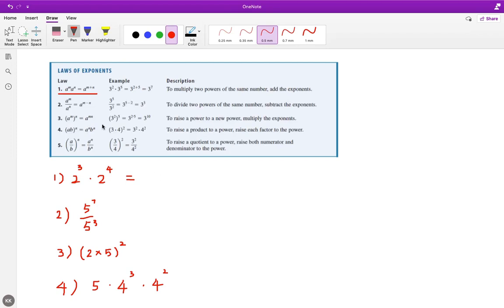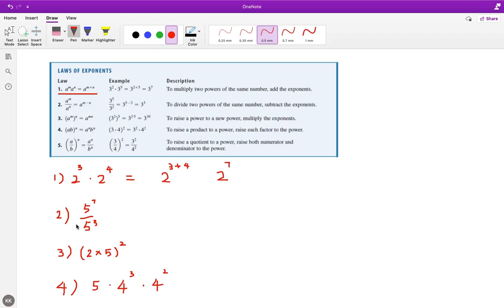So how could we do that? I just need to keep the same base. So I just need to keep the 2 and just add the exponents, right? So I need to add the exponent 3 and 4 together. What is 3 plus 4? 3 plus 4, I know, is 7, right? So this one equals 2 raised to the 7th power.